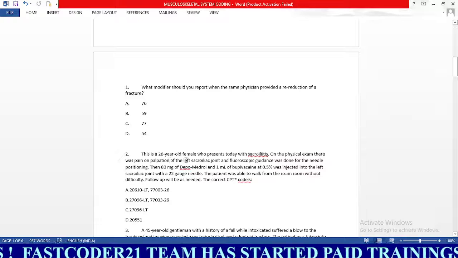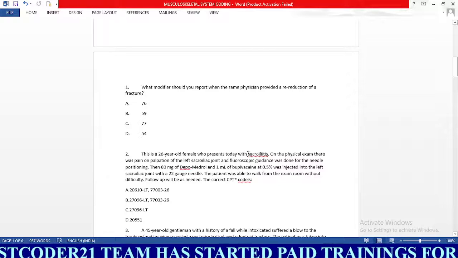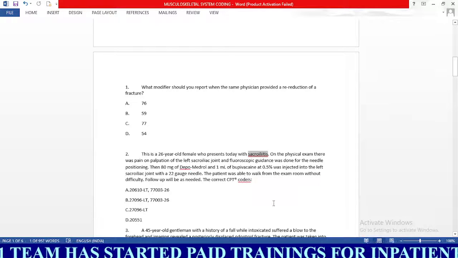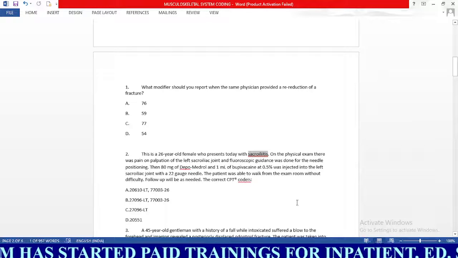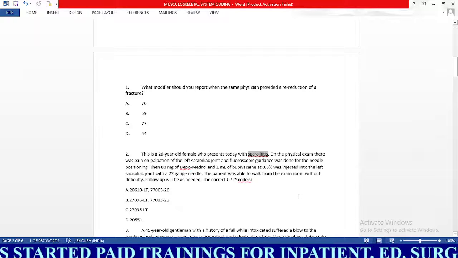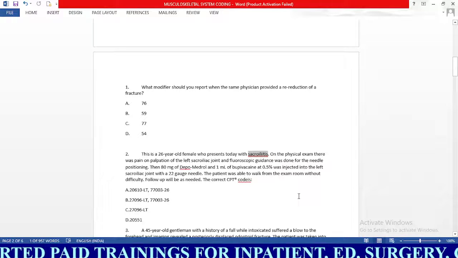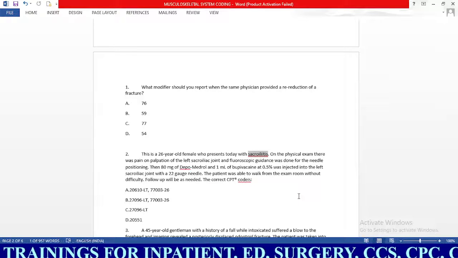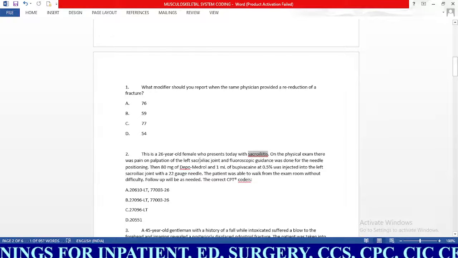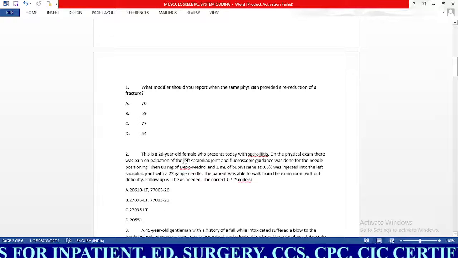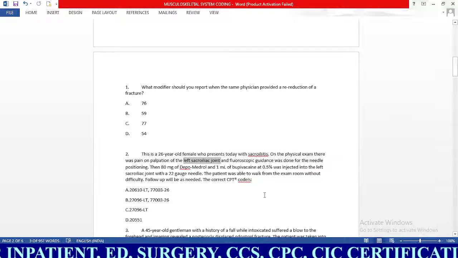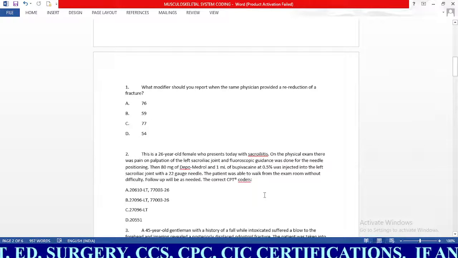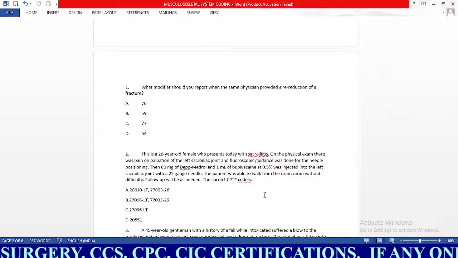So this is a 26-year-old female who presents today with sacroiliitis. Sacroiliitis means inflammation of the sacroiliac joint. On the physical exam, there was pain on palpation of the left sacroiliac joint, and fluoroscopic guidance was done for the needle positioning. So these are the keywords here. One is the location, the sacroiliac joint, and fluoroscopic guidance is the other keyword. You need to make both of them keywords.